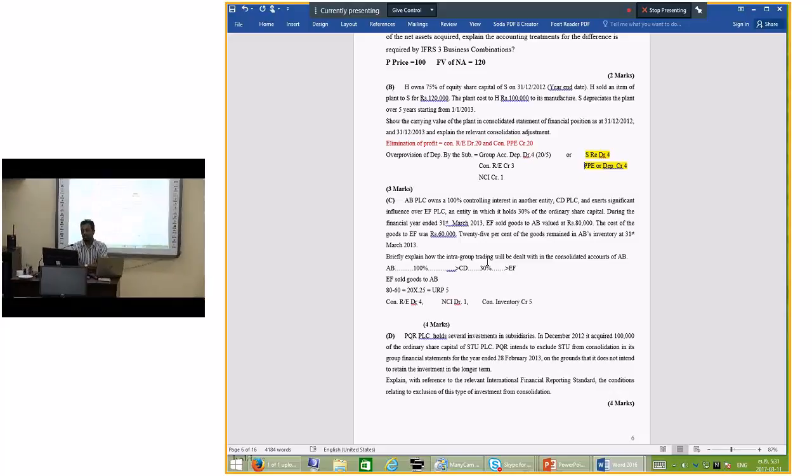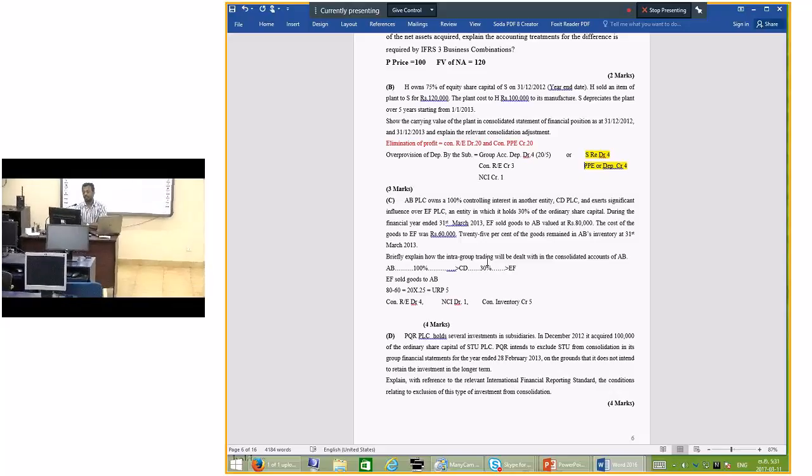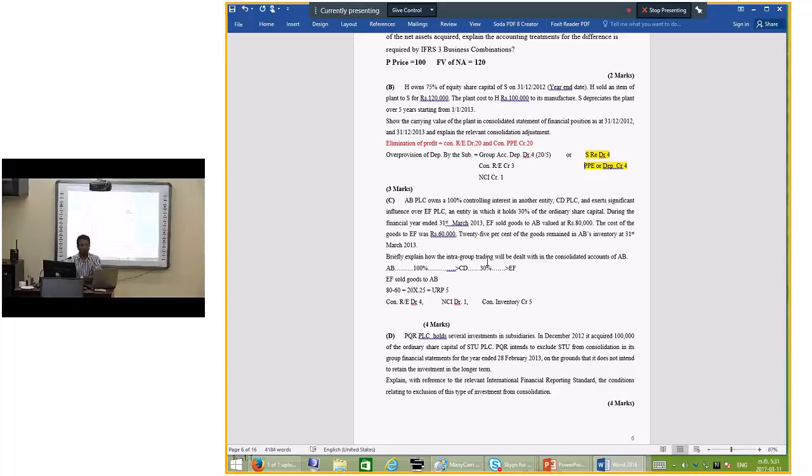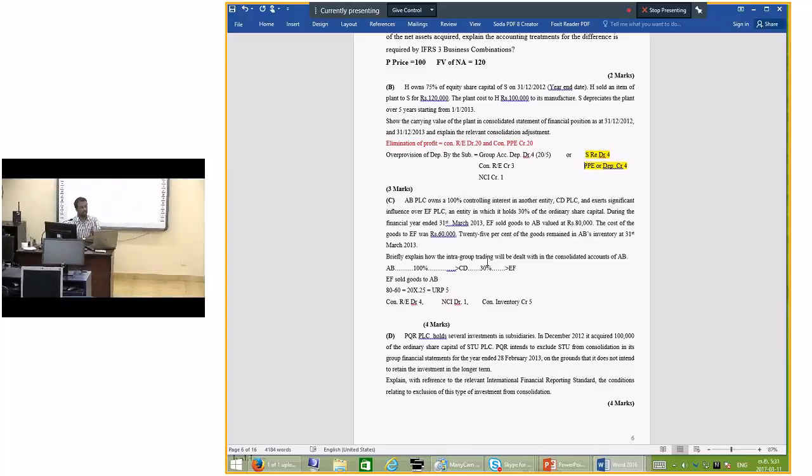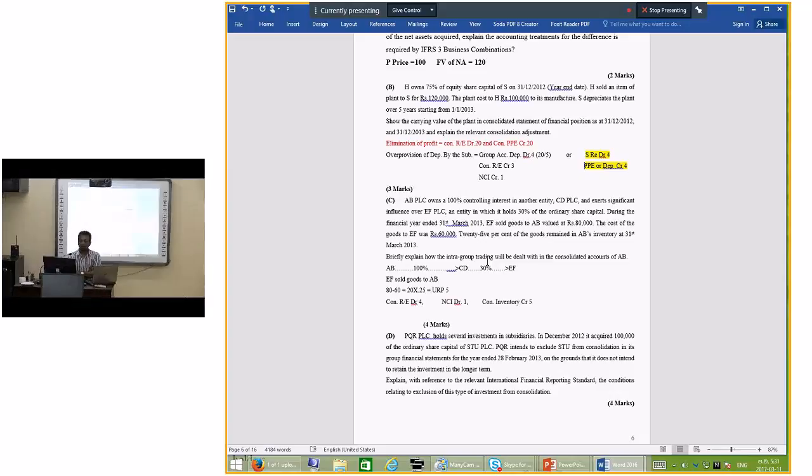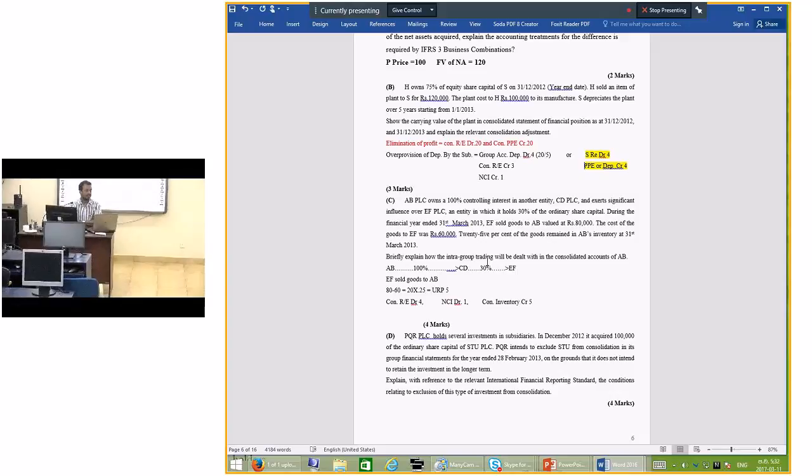In the next case, if you write either one of these two double entries with the figure, you can have 2 marks.